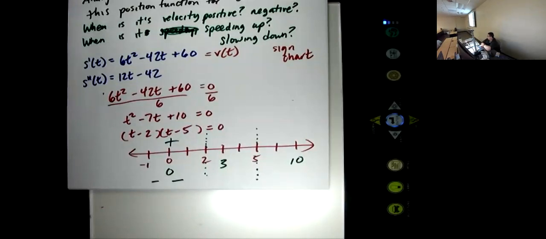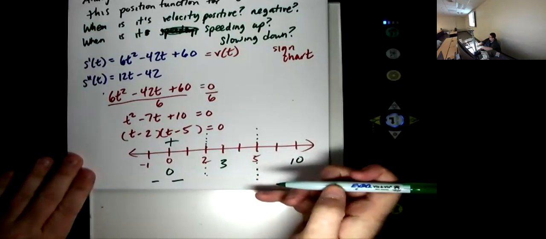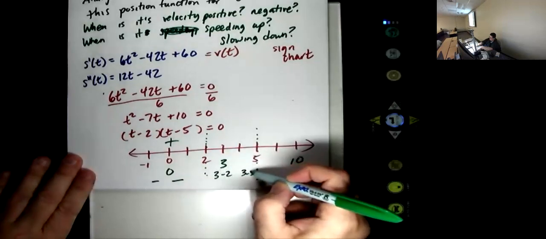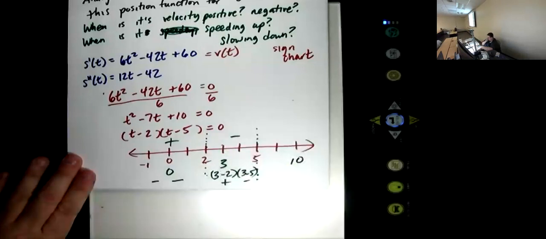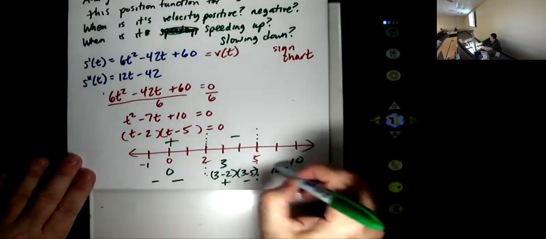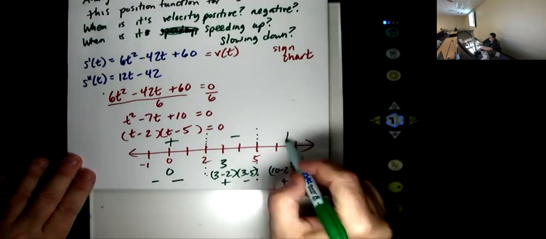These things often alternate, but that's not a guarantee. So we need to check the rest. T equals 3. We have 3 minus 2 and 3 minus 5. Positive and negative. So that's a negative region. And T is 10. Positive, positive, so that's a positive region.